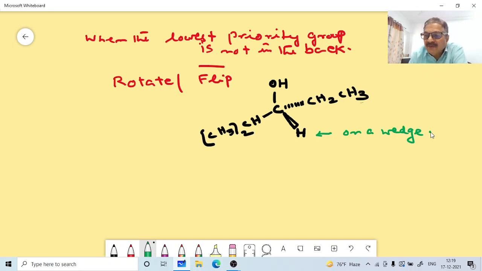Now here what we have to do, switch the position of the lowest priority group with the group located behind the page. That is just switching over the position. Then determine the R and S in the usual manner. Then reverse it. Why reverse? Because we have switched it. I will show you how it is to be done.